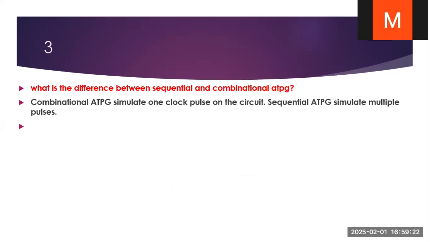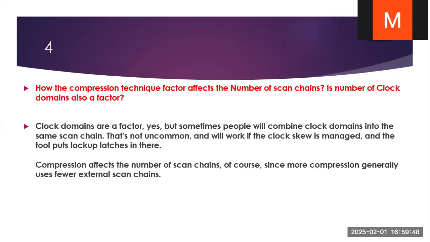My next question is, what is the difference between sequential and combinational ATPG? Combinational ATPG simulates one clock pulse on the circuit. Sequential ATPG simulates multiple clock pulses. When scan enable is low, the combinational ATPG will have only one clock pulse. When scan enable is low, the sequential ATPG will have multiple clock pulses, more than one, during the capture.